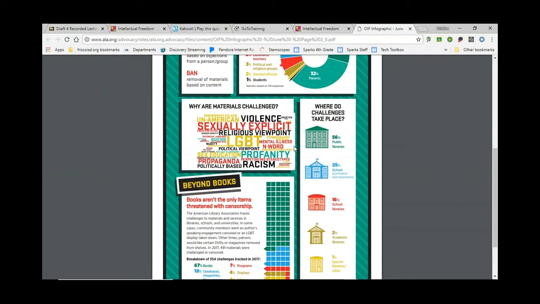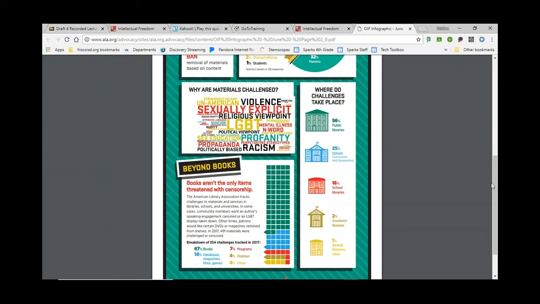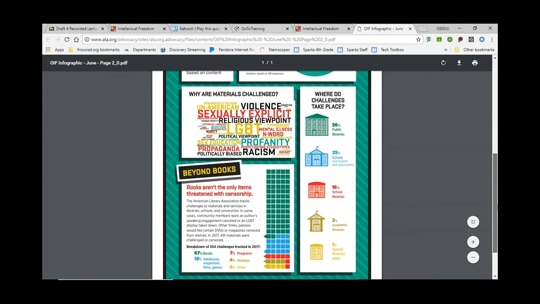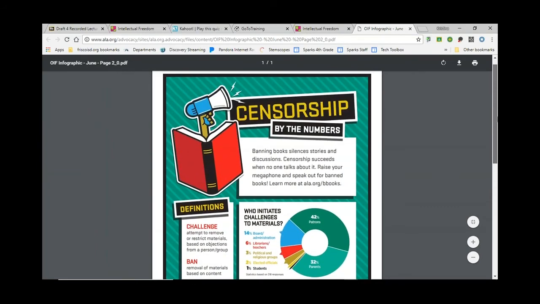But I think it's really important that students have a safe place to go and choose books that have that content in there, if that's something that they're dealing with. And it shows you where the different types of challenges take place. So 56% in public libraries, and then 25% in school settings, and then the others. And then it talks about various other things that are also banned besides books. But I just thought this was a really interesting infographic that had all the different statistics in one place for you to see.